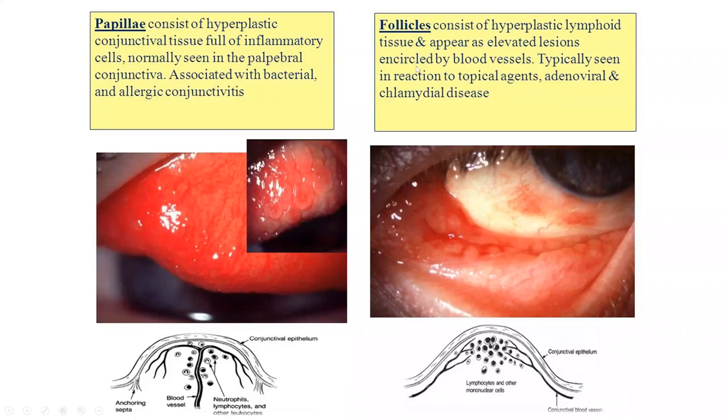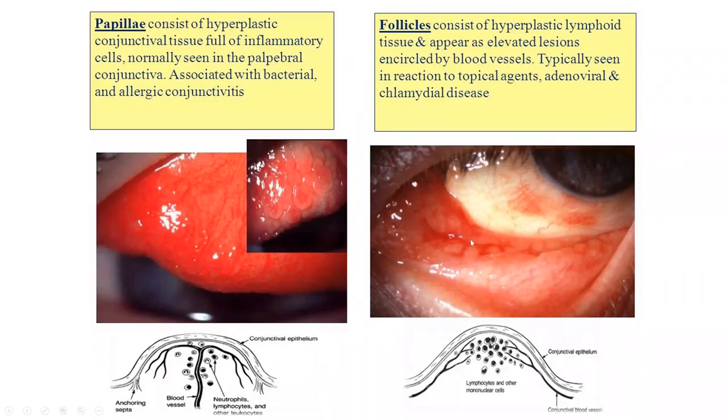On the other hand, the follicles consist of hyperplastic lymphoid tissue. So it is not a vascular tissue, it is a lymphoid tissue, and appears as elevated lesions encircled by blood vessels. These are basically made from lymphocytes surrounded by conjunctival blood vessels, okay? They are seen in reaction to topical agents, what's called toxicity or toxic medicamentosa, or adenoviral keratoconjunctivitis, or chlamydial conjunctivitis. So these are some causes of follicles.